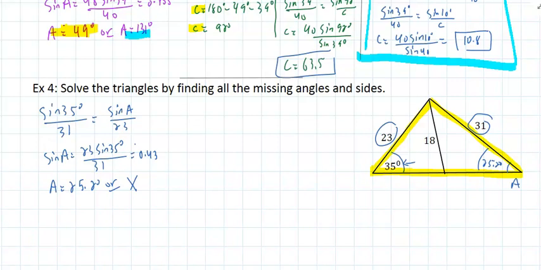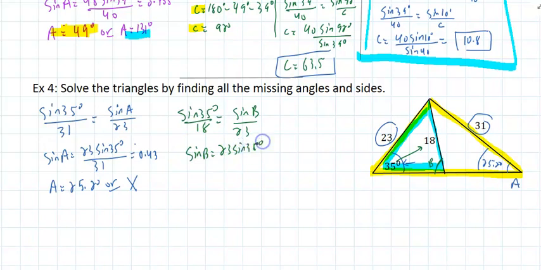And now, if I look at this triangle, wouldn't you say the sine of 35 degrees to 18 equals the sine, call this B, to 23, and the same argument, sine of B equals 23 times the sine of 35 degrees divided by 18.